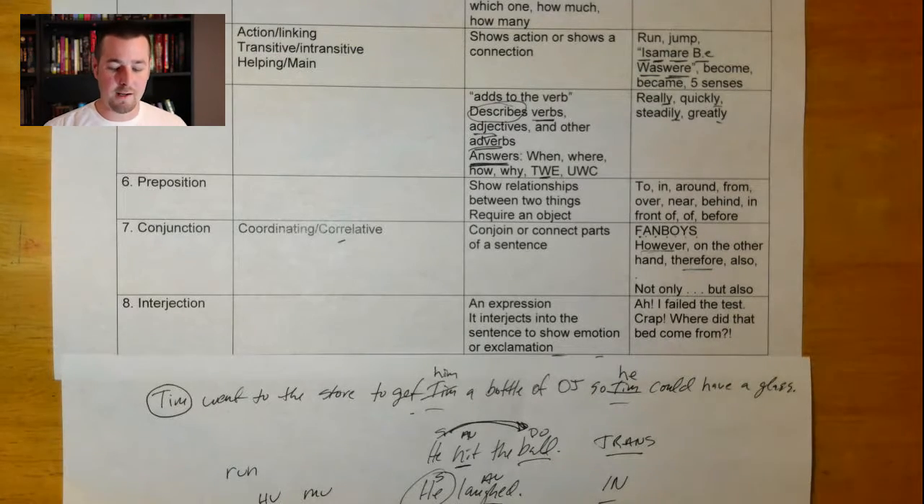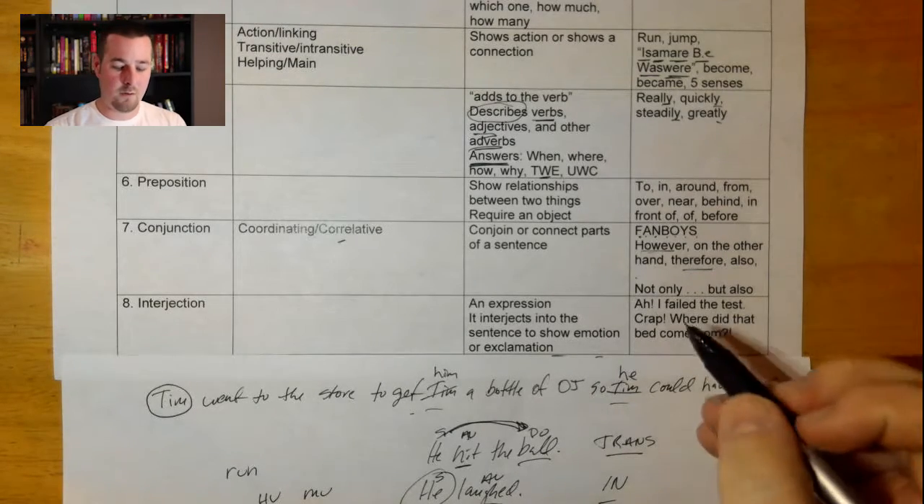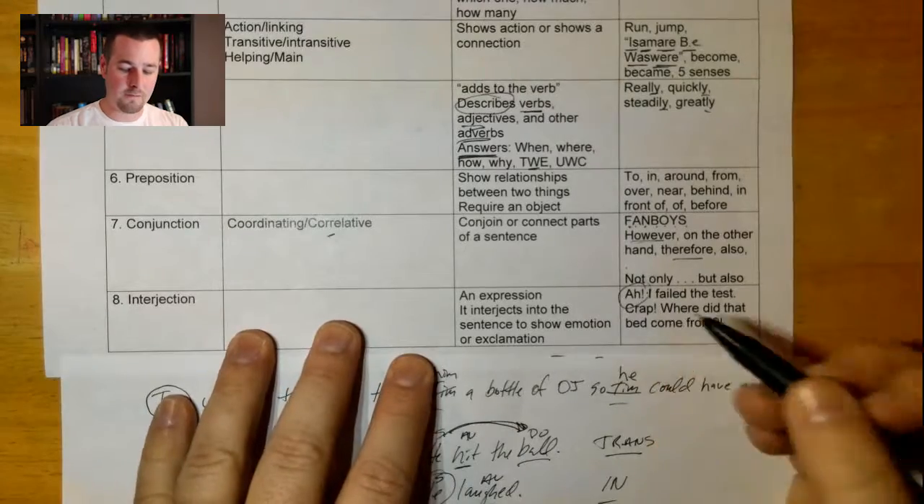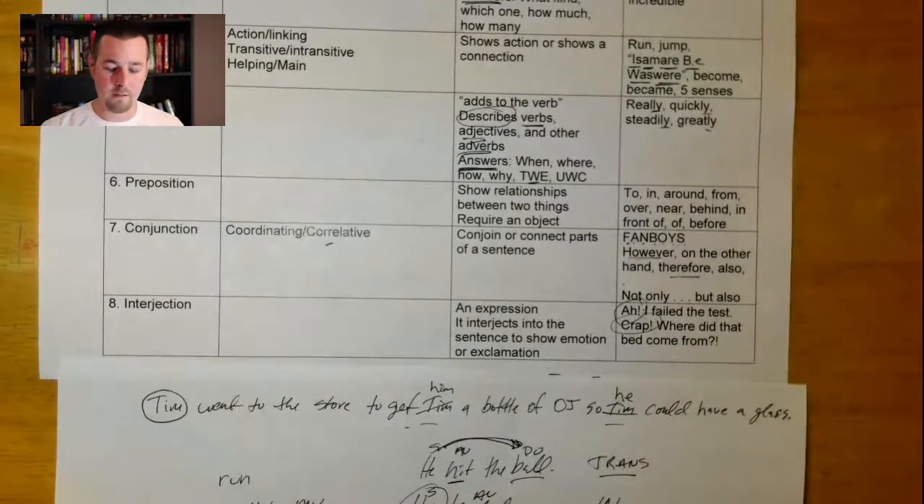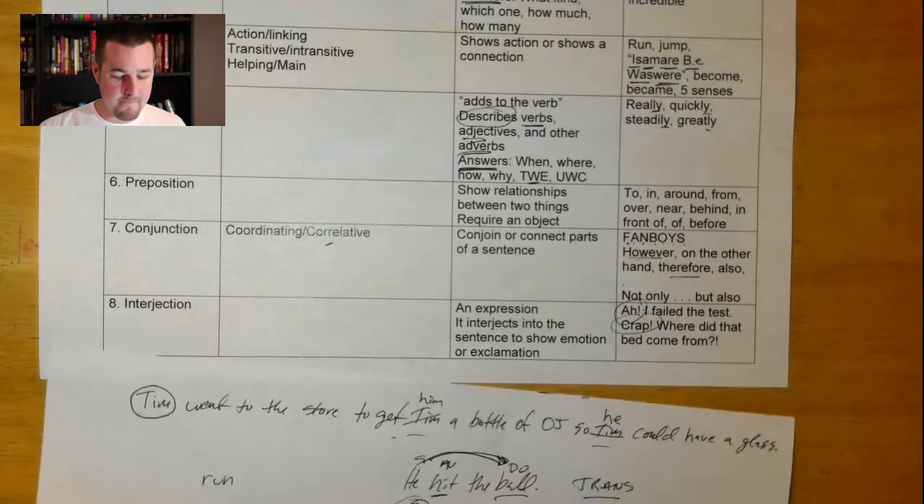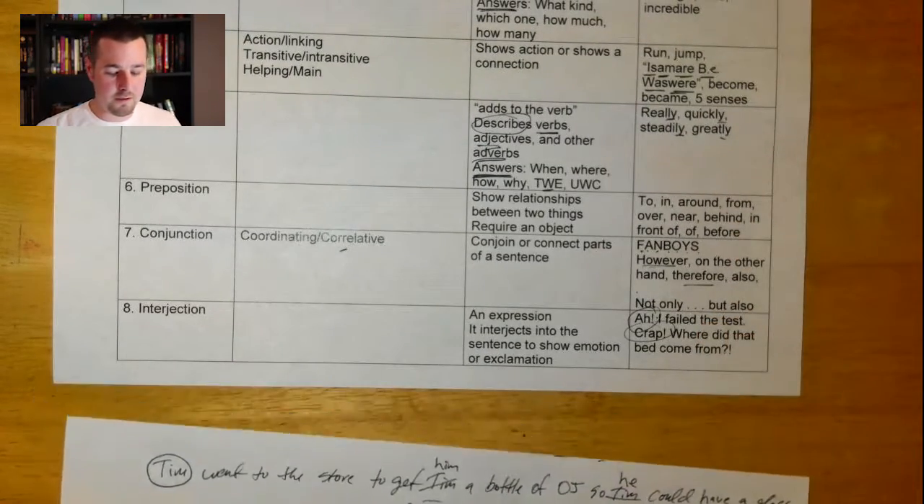Let me give you a couple examples, like, "Well, I failed the test." Well is just sitting out here by itself. Or "Crap, where did that bed come from?" You know, like you're getting up in the middle of the night and you stub your toe. You might say something worse than crap, but whatever comes out that's just a single word, that is an interjection. All right, so these are your 8 parts of speech.